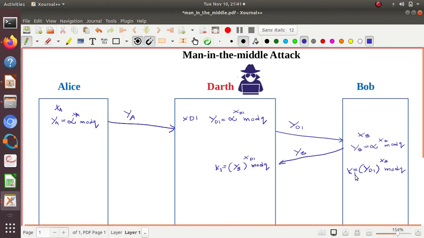So the shared secret key K1 is a common key. K1 is shared between Bob and Darth. Actually, Bob thinks that it is shared between Bob and Alice.